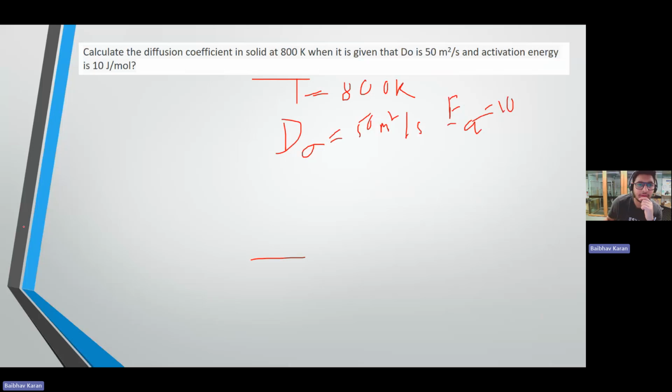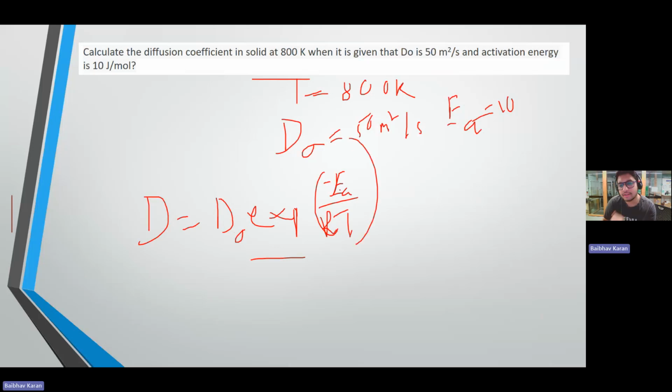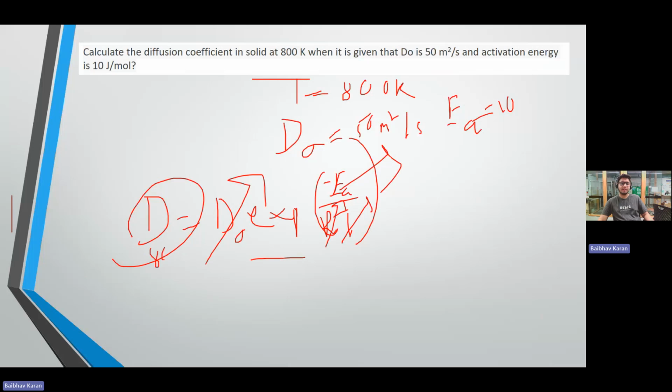What is the formula for diffusion coefficient? Diffusion coefficient is given by D naught exponent minus EA upon RT. Here everything is defined. EA is defined, T is 800 Kelvin, R is 8.314 as we know. D naught is defined, so we can find out the diffusion coefficient at 800 Kelvin directly from this formula. Done, right?